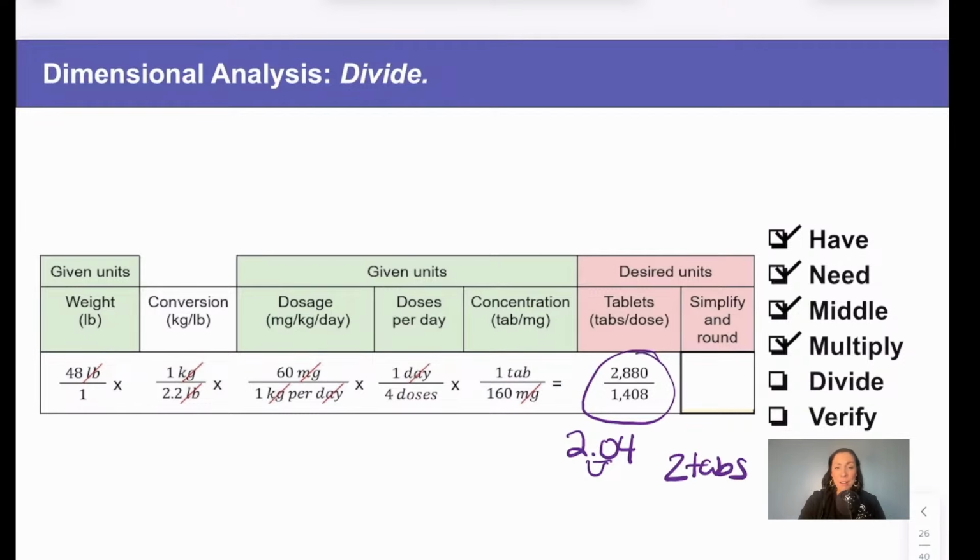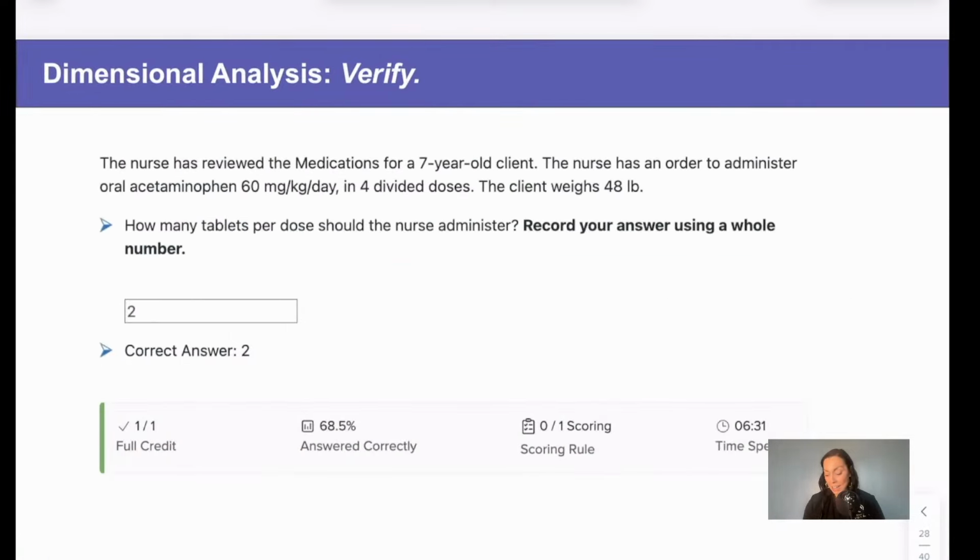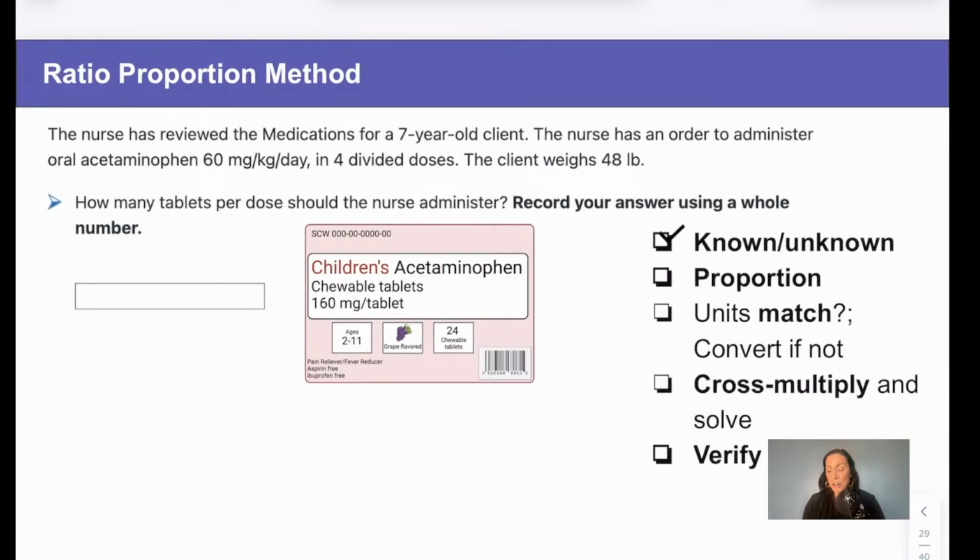Great job. Awesome. All right, so we can go ahead and verify this. We can plug that number in. We've already done our rounding, so we know that that's good, and we can submit our answer and see that we're correct. All right, so let's go through this one more time with our ratio proportion and plug it in for anyone that prefers that method.